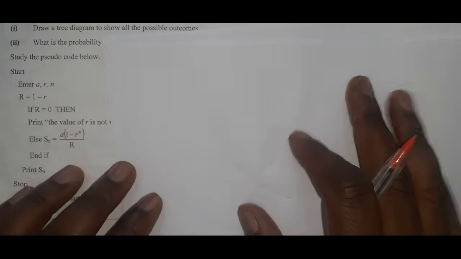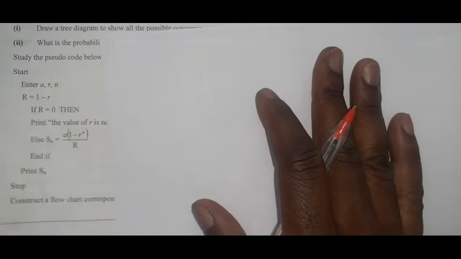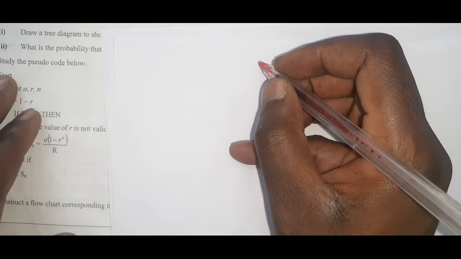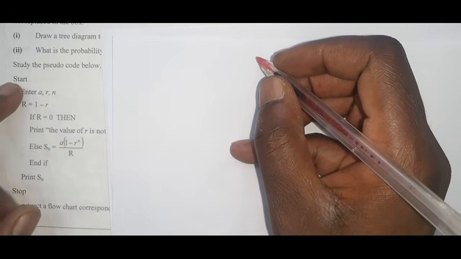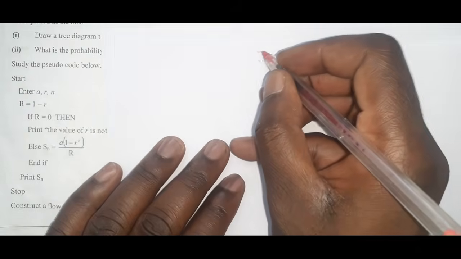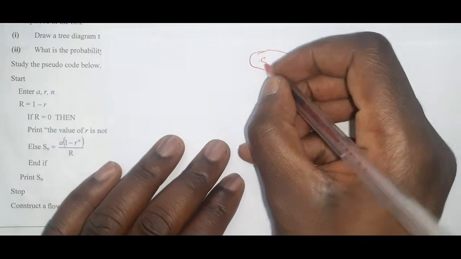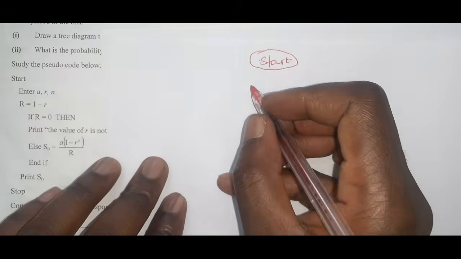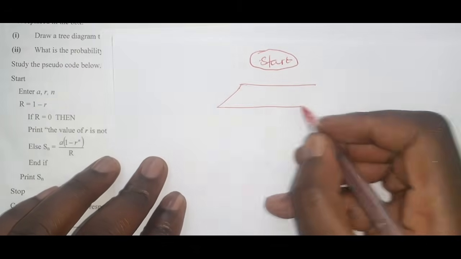So a flowchart, it's all about the symbols. If you understand the symbols, I think that is the interest of the examiner. So here, if you check, what we have is start. So we use this symbol for starting. Okay. Our second one is what? We have enter. We use a parallelogram.